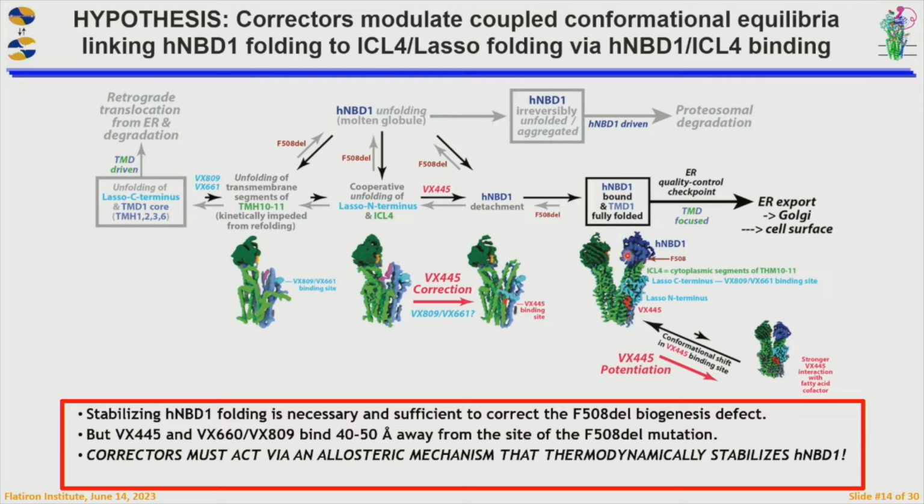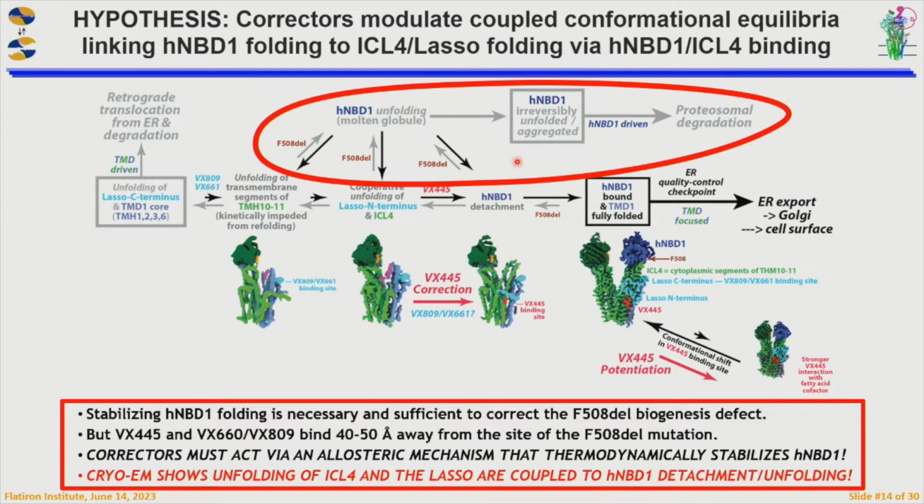So this is what we call the V-shaped conformation of CFTR. The NBDs are pulled apart because, in this case, ATP is not holding them together in the more narrow conformation I showed you earlier. What I'm going to show you in a moment is that there's a dynamic equilibrium where NBD1 detaches from the transmembrane domain, and then when it detaches, ICL4 and the N-terminus lasso unfold. So basically, the binding of NBD1 is cooperatively coupled to the unfolding of the lasso and ICL4, right? And so the correction process has to recover NBD1, right?